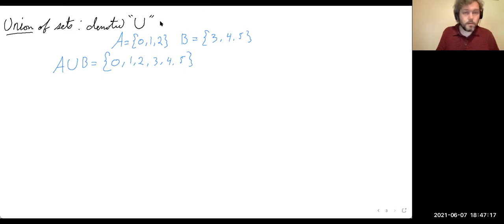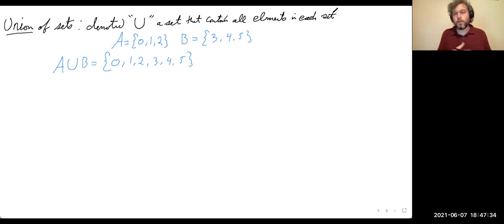The union is a set that contains all elements in each set. That is what the union is, where you're kind of like adding. That's roughly it, because it didn't actually add any numbers, but it's a bit like adding sets.